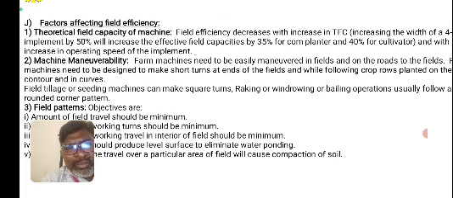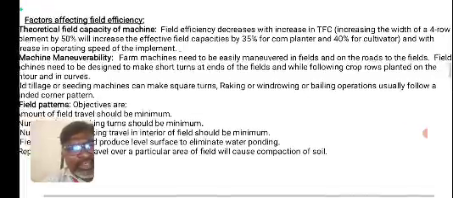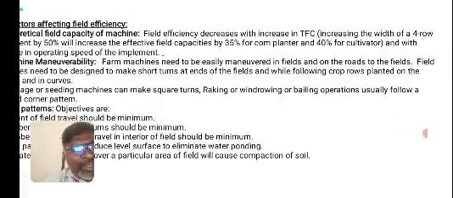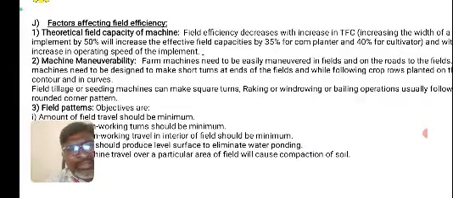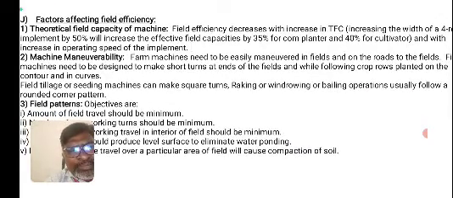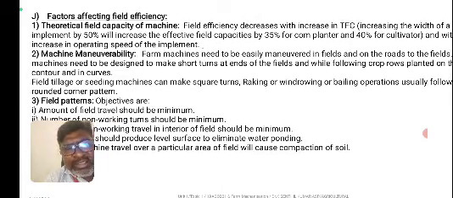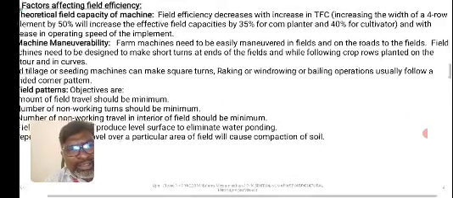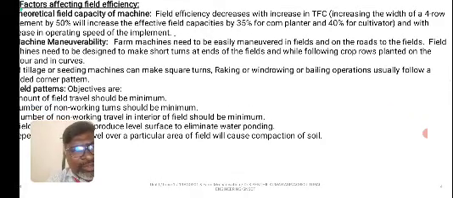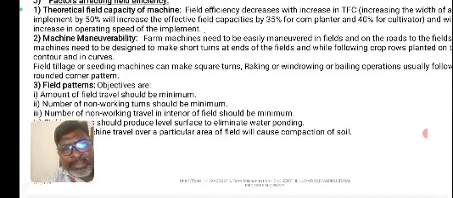And machine maneuverability: farm machines need to be easily maneuvered in fields and on the roads to the fields. Field machines need to be designed to make sharp turns at the ends of the field and while following crop row patterns on the contours and in curves. Field tillage or seeding machines can make square turns; raking, windrowing and baling operations usually follow rounded corner patterns.